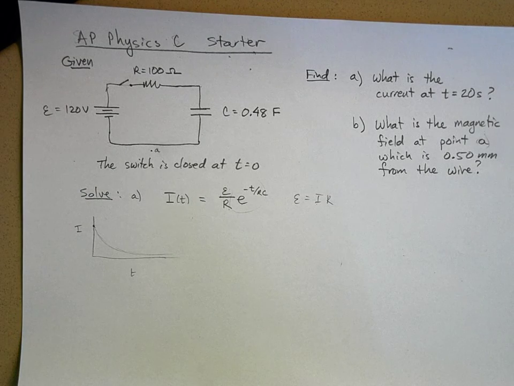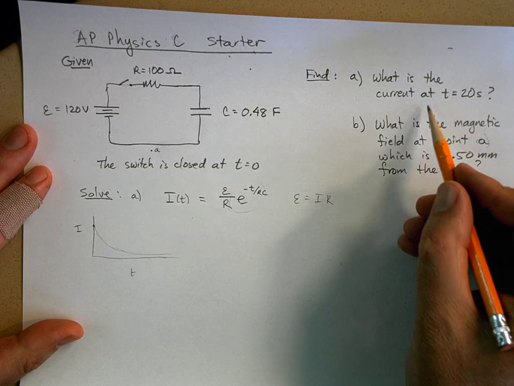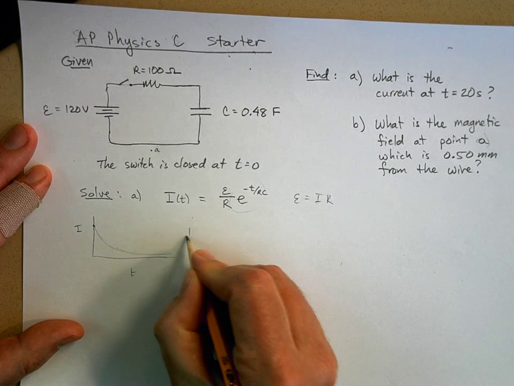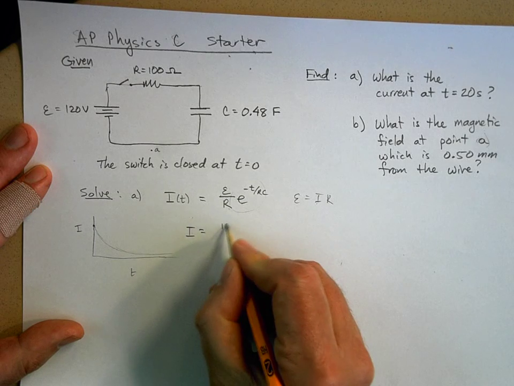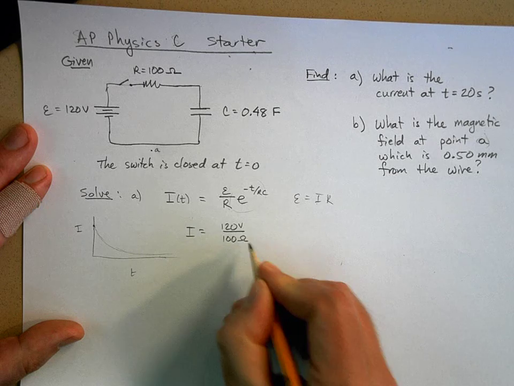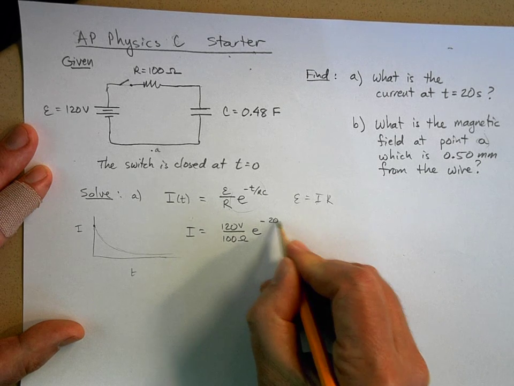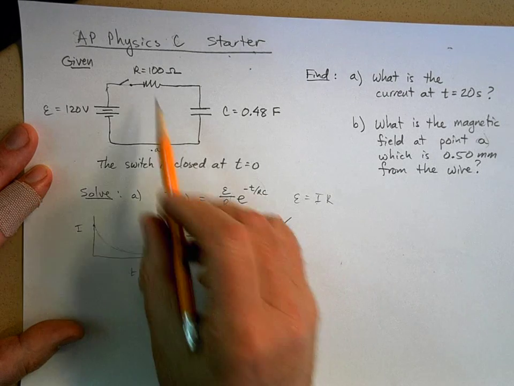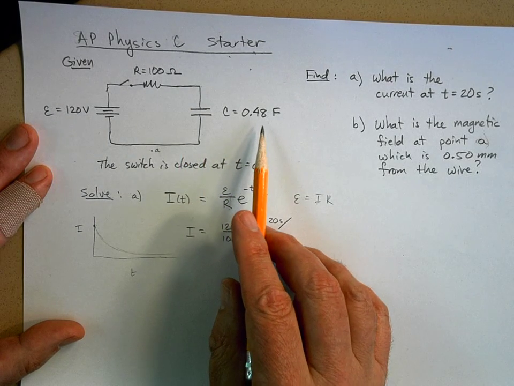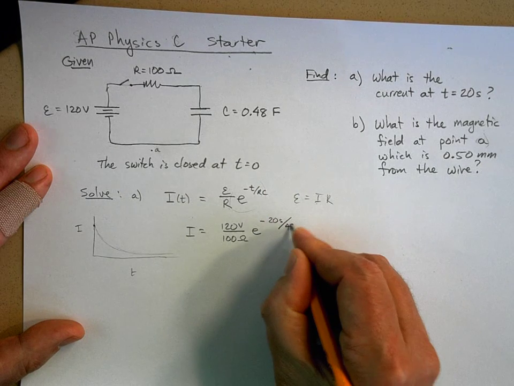Okay, so I need to solve for t here. Or I'm sorry, I need to just solve for the current. That's right. All I need to do is plug in my values. It's already solved. So E is 120 volts, R is 100 ohms, and this is e to the negative 20 seconds over 100 times 0.48 farads, which is 48 seconds.